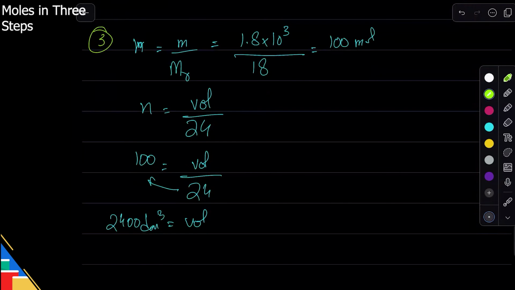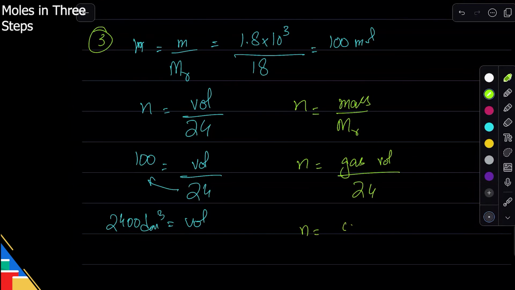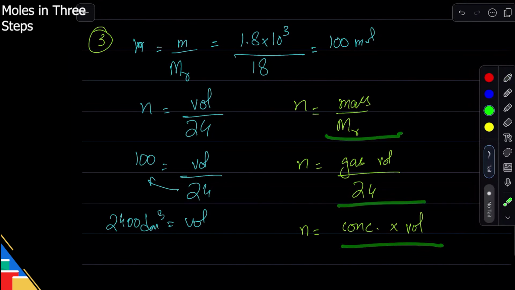Let's just write down all the formulas. Number of moles is mass over MR. Number of moles is gas volume over 24. Number of moles is concentration multiplied by volume of solution. If this also gives moles, this also gives moles, this also gives moles, why aren't they equal? Of course they can be equal, right? So why can't I just start here, end here, and put them both equal to each other? Why not?